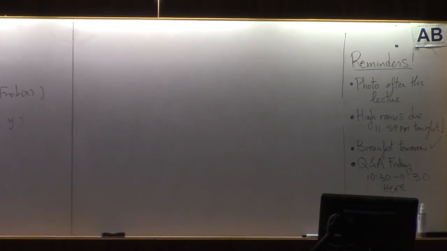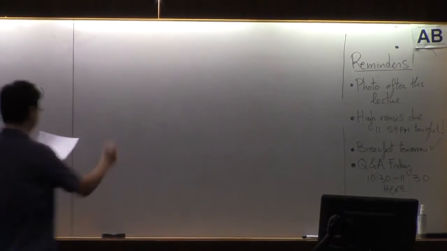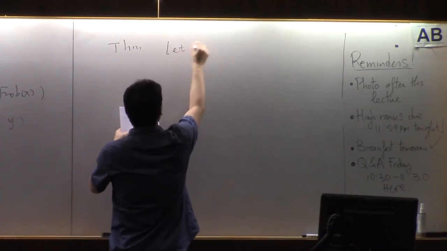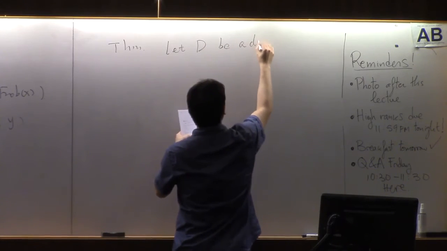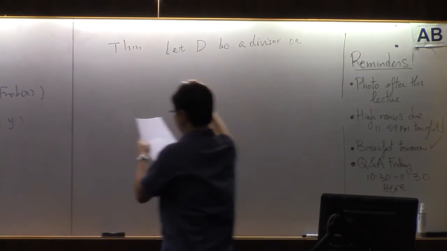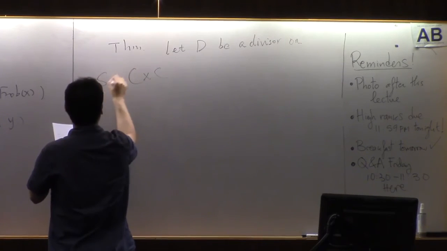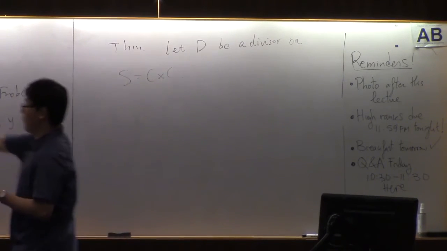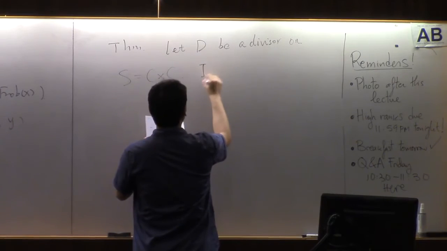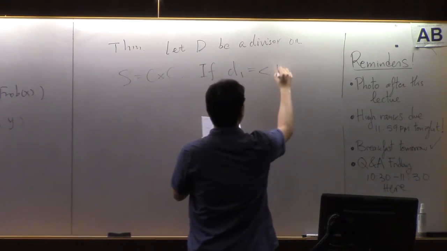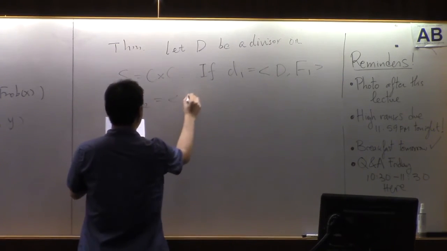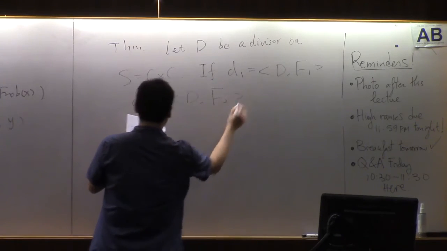So we are pretty close to the proof of the Riemann hypothesis. We still need one more theorem. Let D be a divisor on the surface C times C, the surface I've just defined. I denote by D1 the intersection number of this D with the curve F1, and I denote by D2 the intersection number of the divisor D with F2.